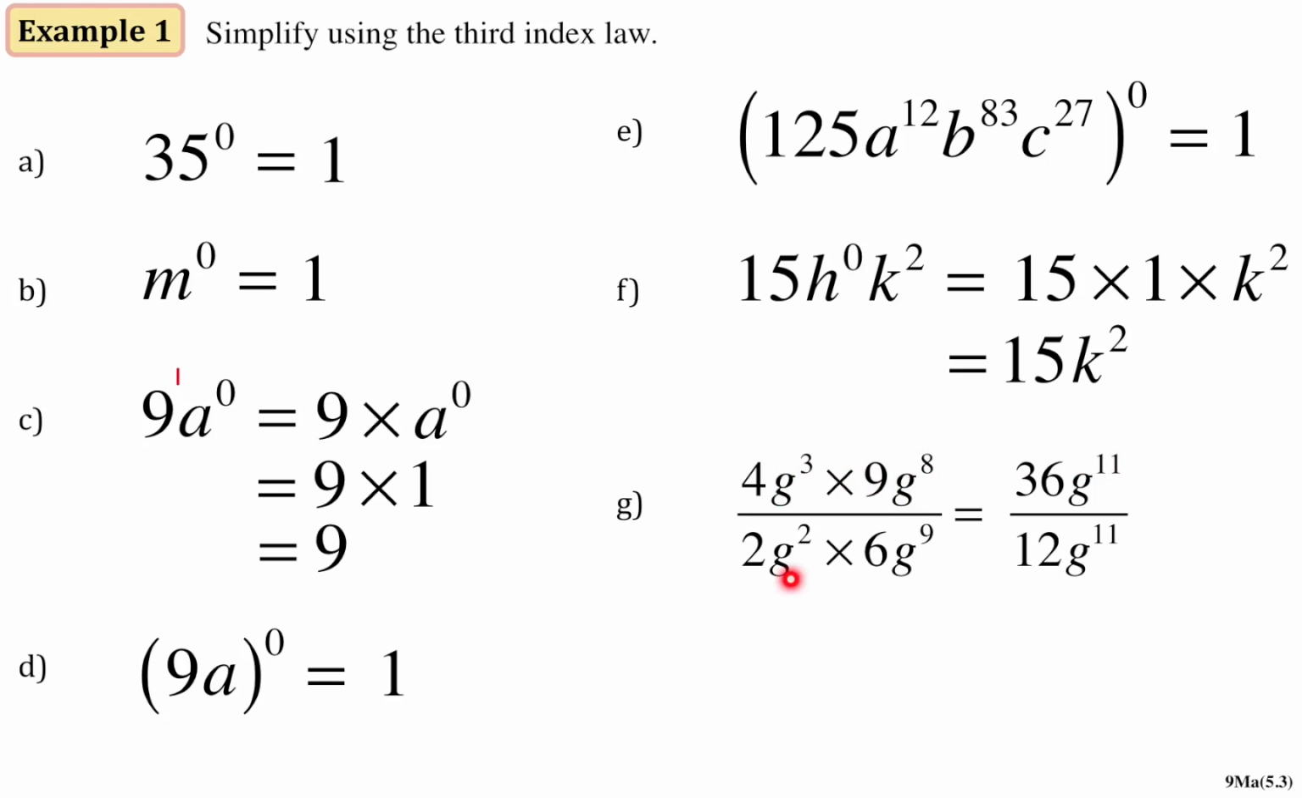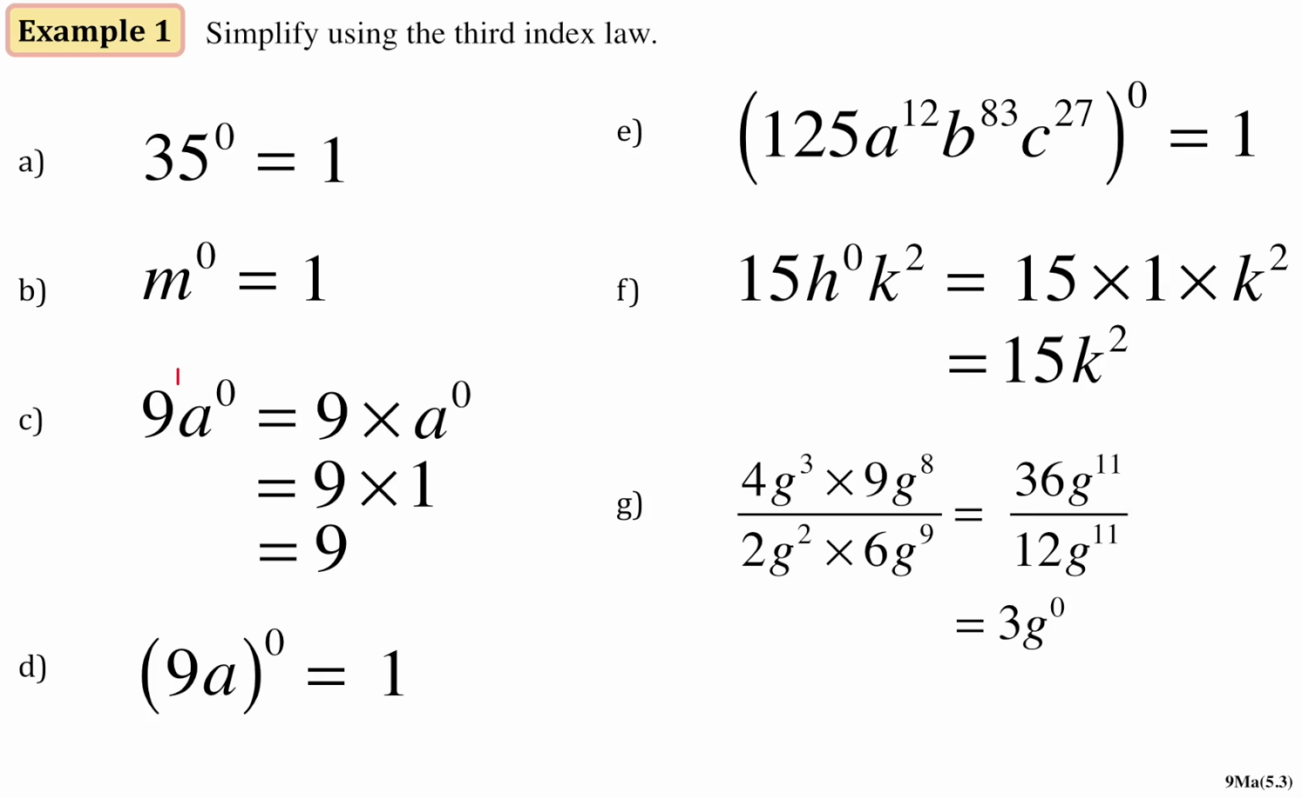On the bottom, I've got g to the power of 2 times g to the power of 9. When you're timesing, you plus the powers. 2 plus 9 is 11. Let's have a look at this now. 12 goes into 36 3 times, and when you're dividing, you minus the powers. 11 minus 11 is 0.